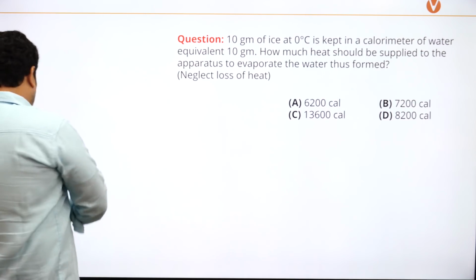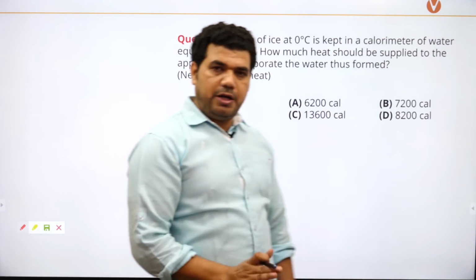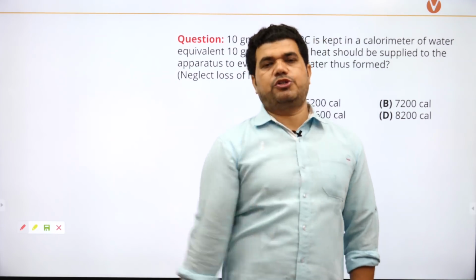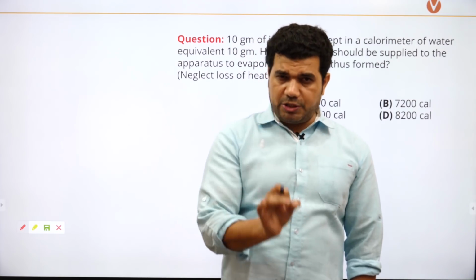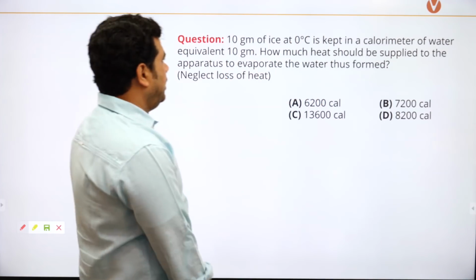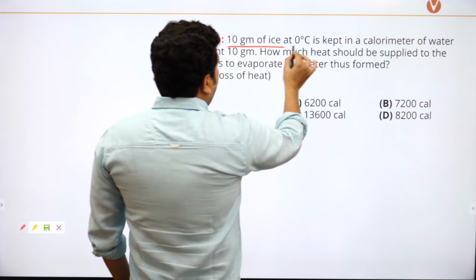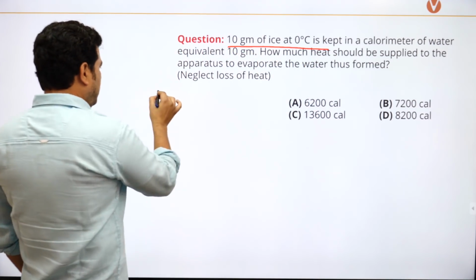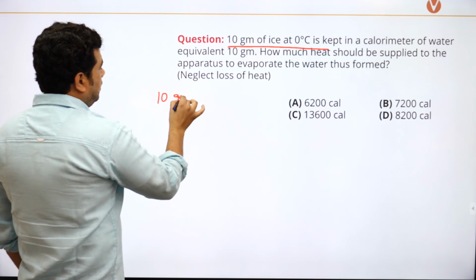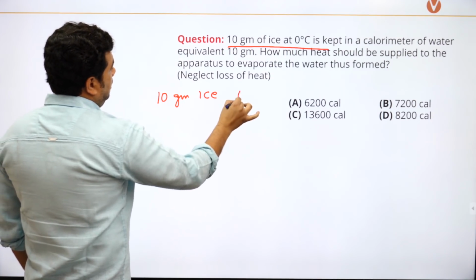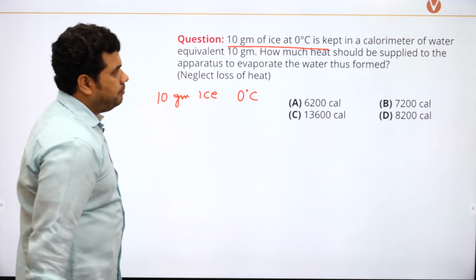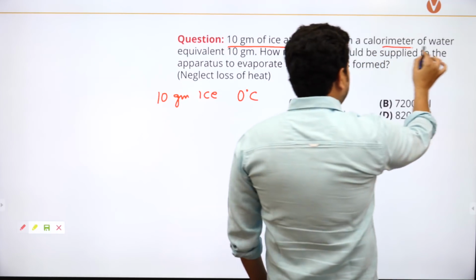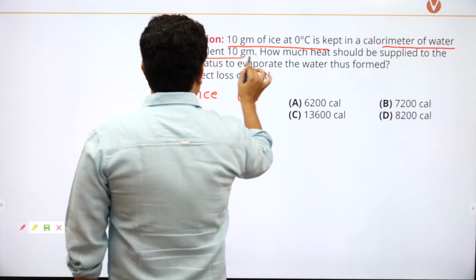That is from calorimetry, and it's a very important question. बहुत ध्यान से समझ के सोच के आप इसका जवाब दें. 10 gram of ice at 0 degree. So let's put here 10 gram ice, 0 degree centigrade, in a calorimeter of water equivalent 10 gram.